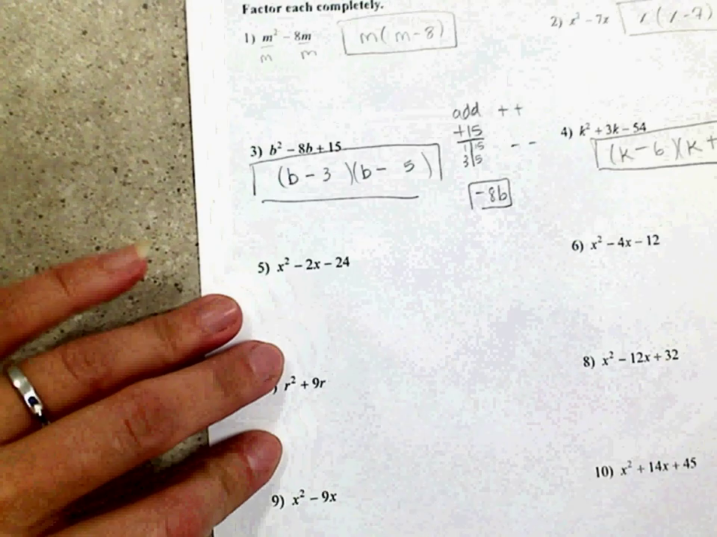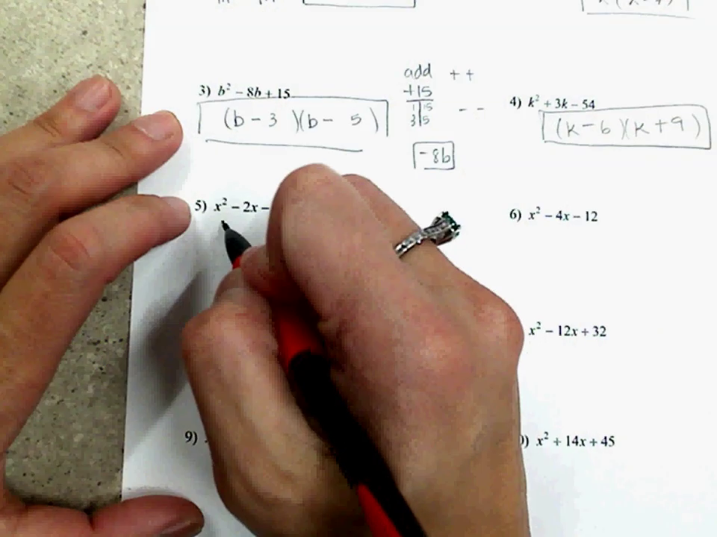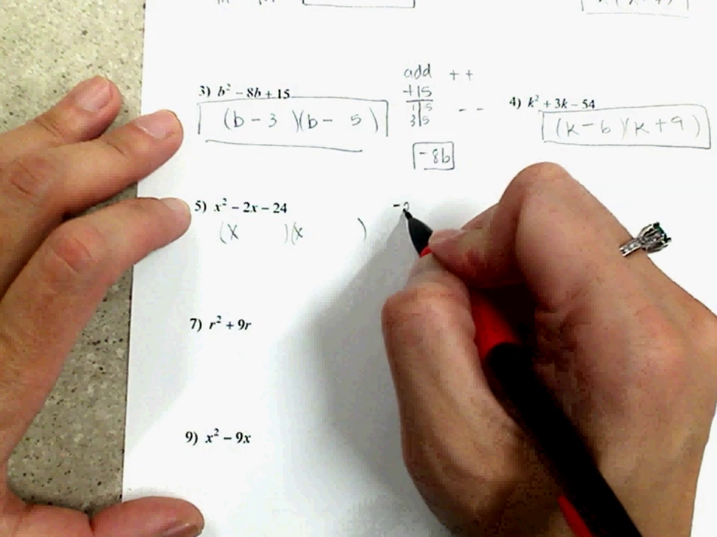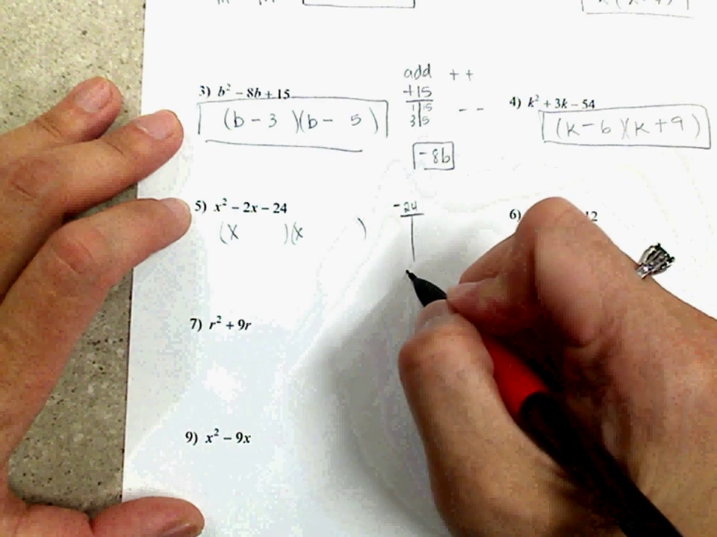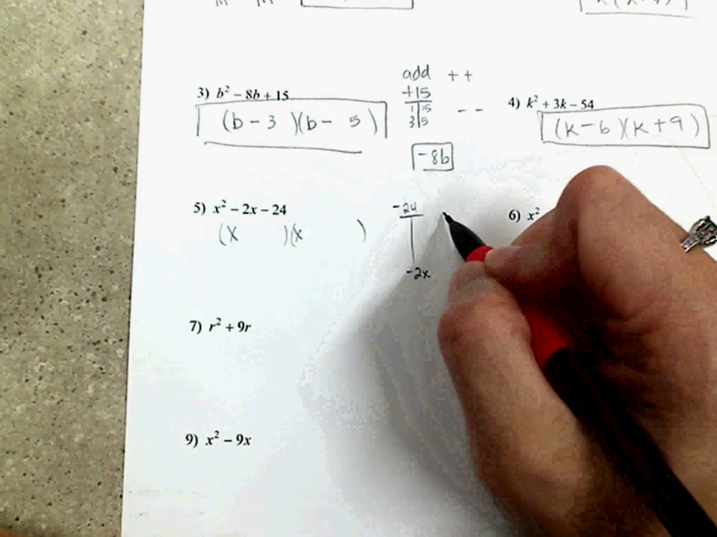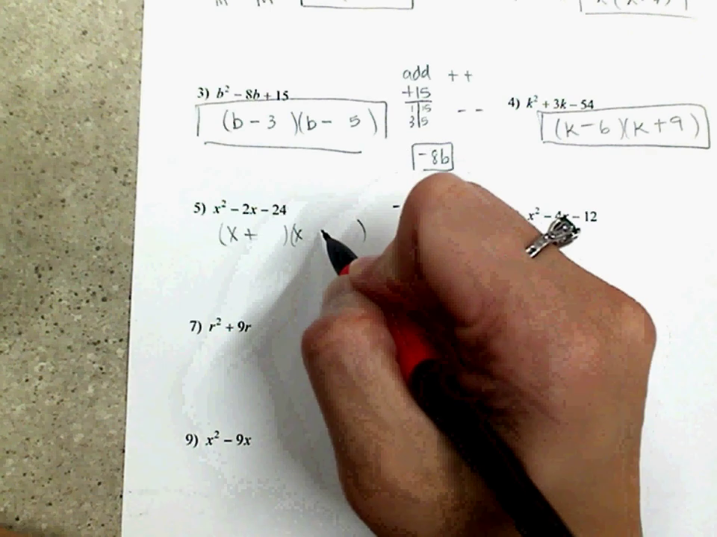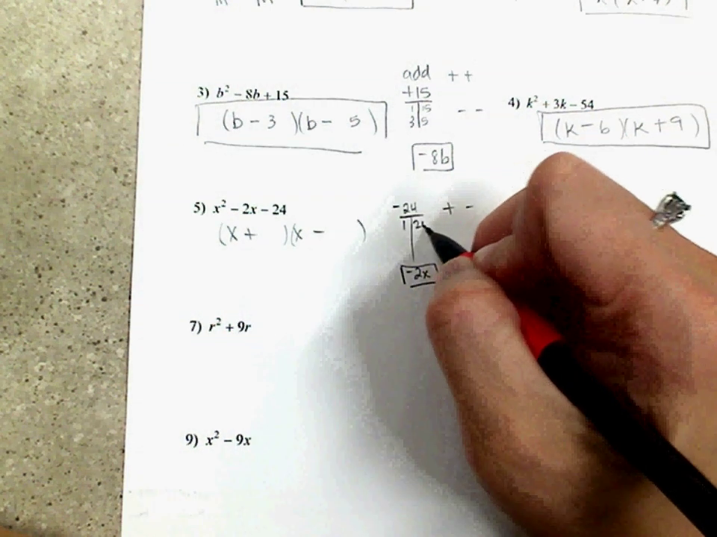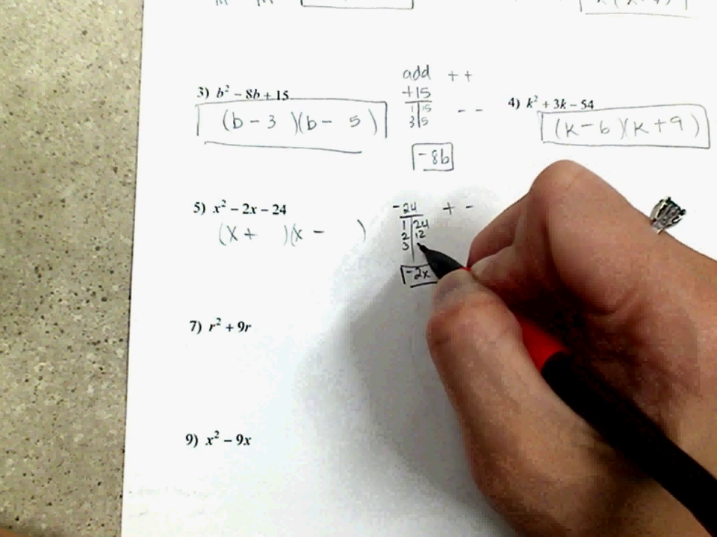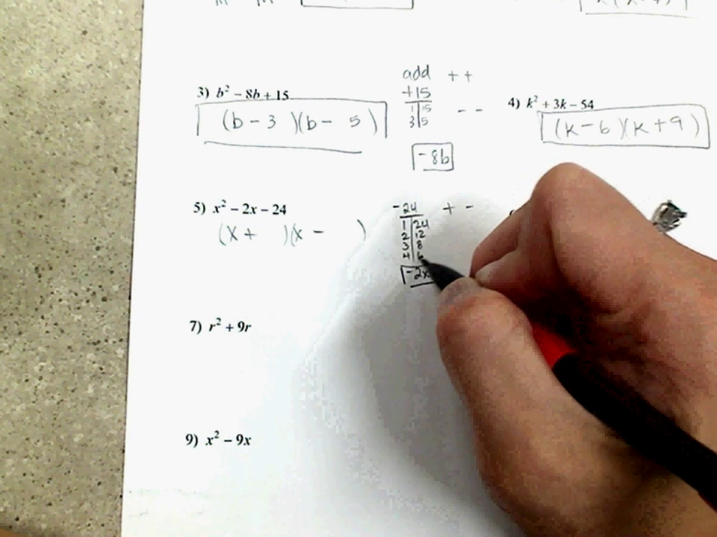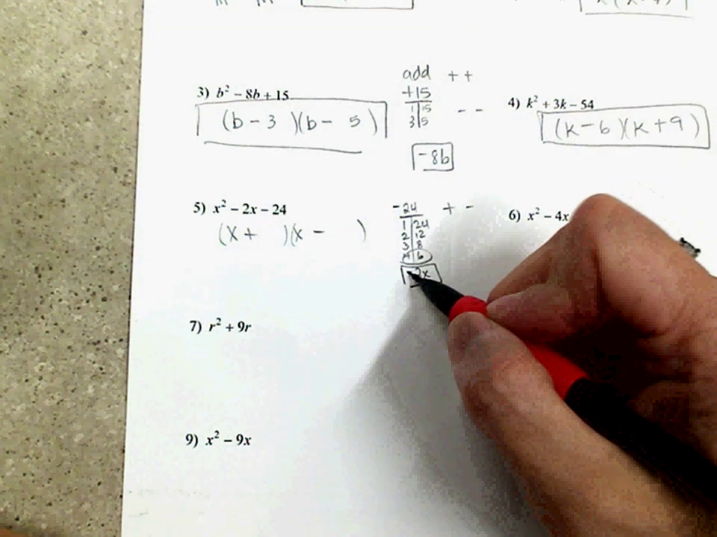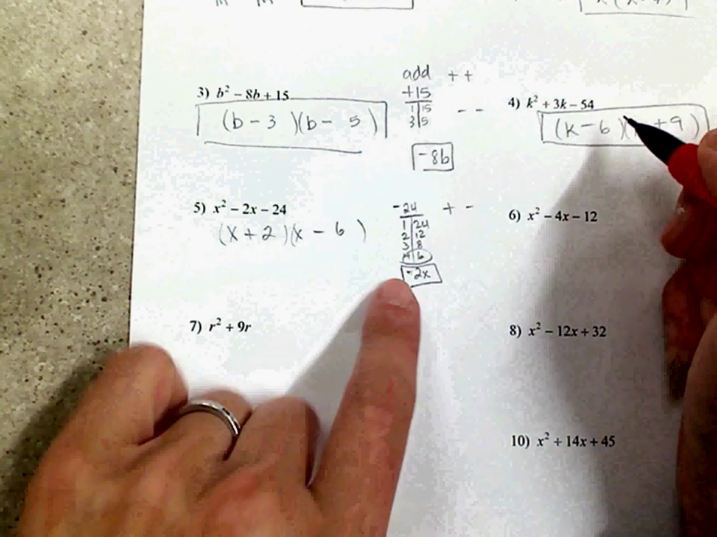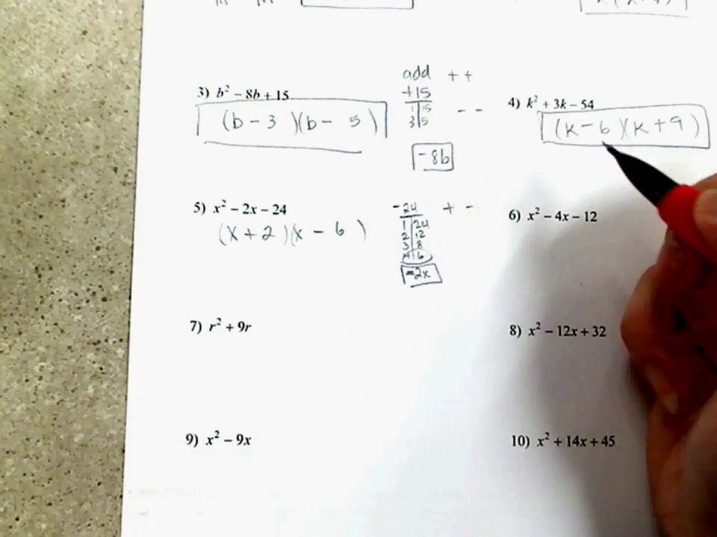Number 5. 2 sets of parentheses. Factors of x squared, x and x. Negative 24. Subtracting, so one's plus, one's minus. Okay? All right, and I want it to be negative 2. So 1 and 24, 2 and 12, 3 and 8, 4 and 6, right there. So that's minus, goes with the bigger number. Minus 6 plus 2. So whatever the sign is, goes with the bigger number when you are subtracting.